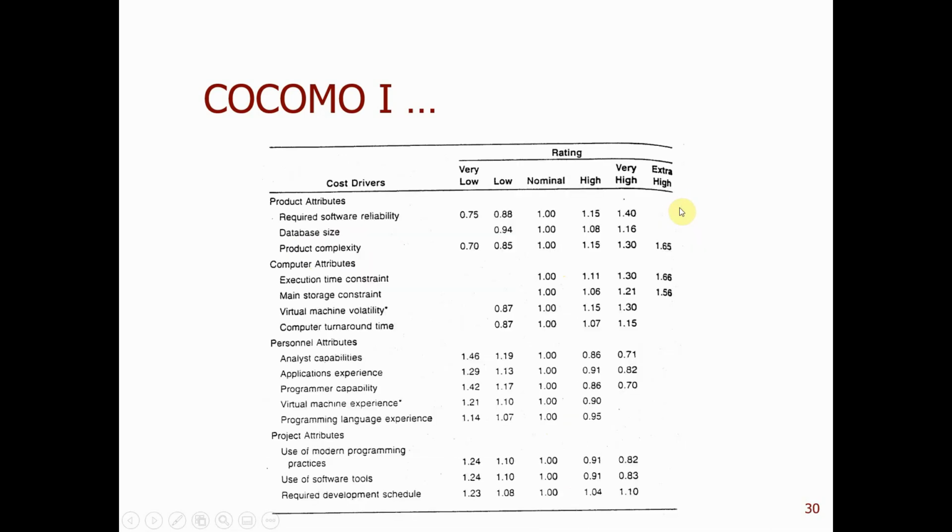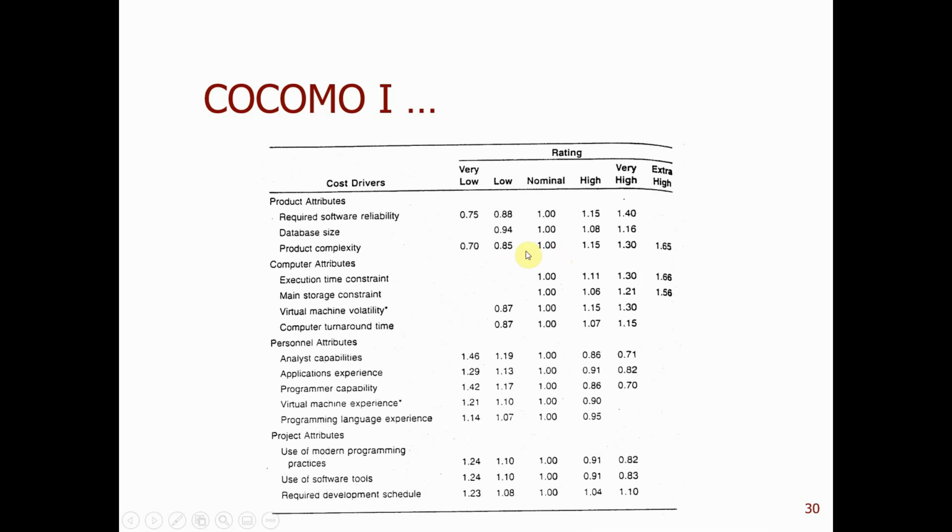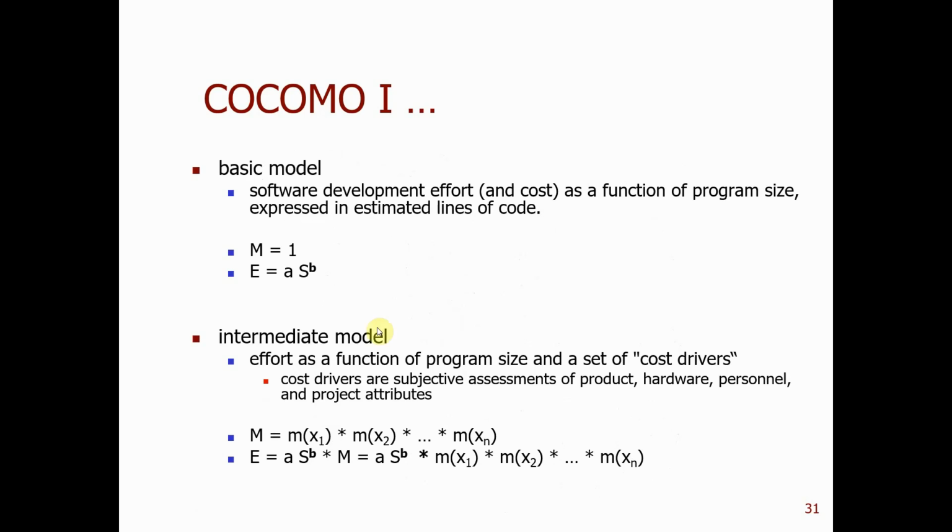The M here is the product of all 15 cost drivers multiplied together. If all of them are 1, the product is still 1. But if one of them is not 1, then the product M is not 1 anymore. It is either to the left, less than 1, or to the right, more than 1. So basic model M is 1, and intermediate model M is not 1.